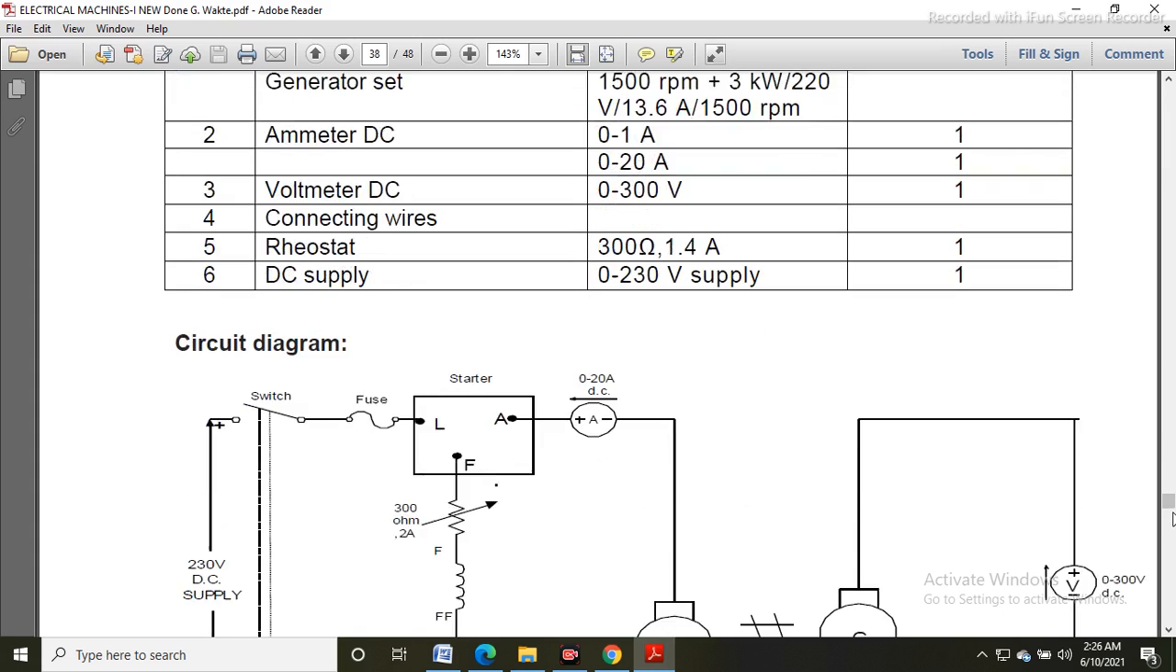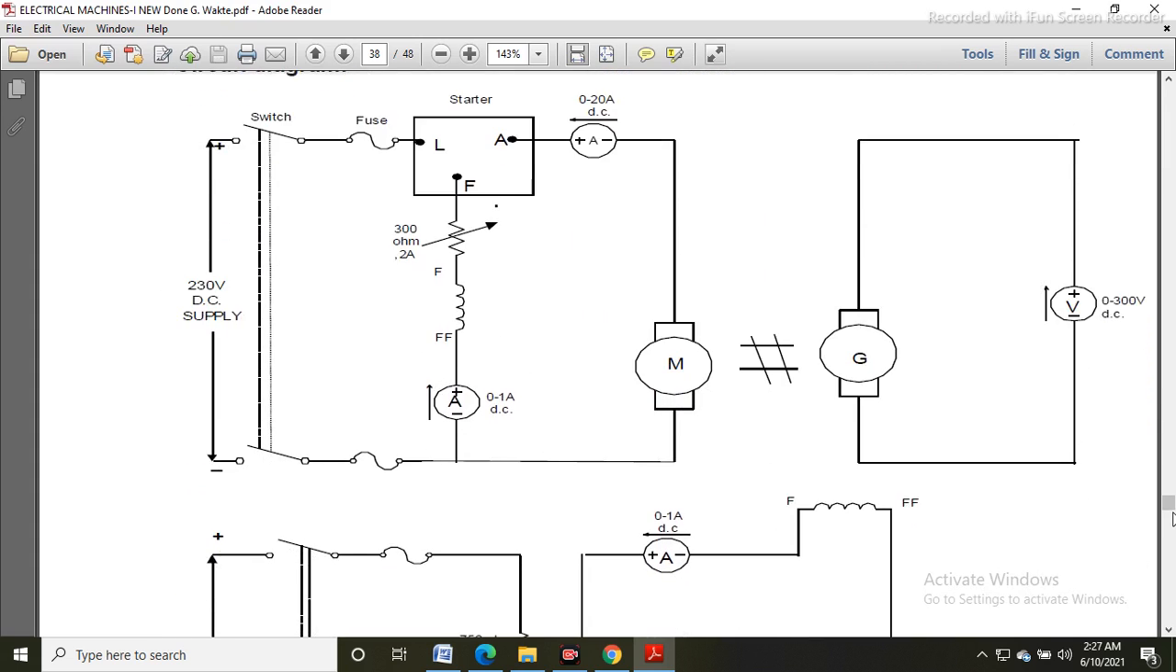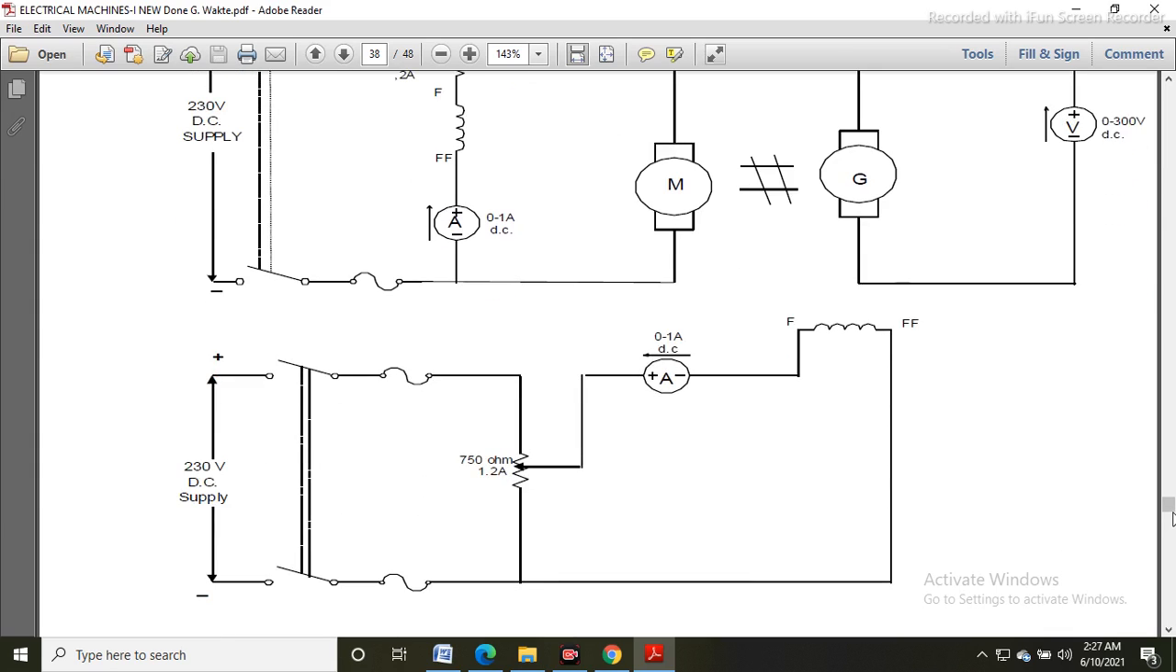So let us see here. This is the circuit diagram of this experiment. The DC motor is mechanically coupled with the armature of the generator. The motor is working as a prime mover. The motor is started by using the DC supply with the help of a starter, and the field winding is connected across DC voltage.